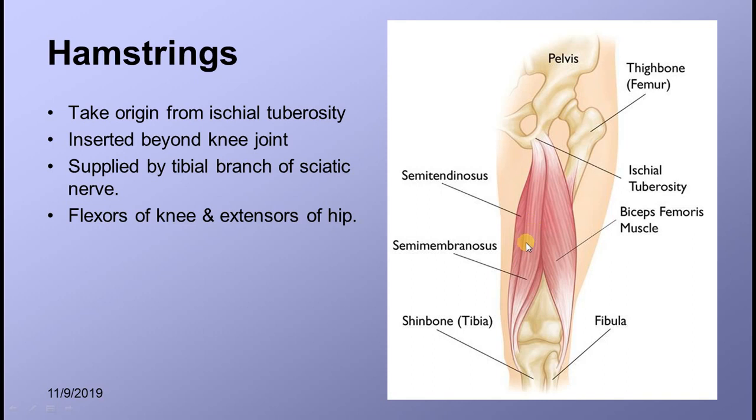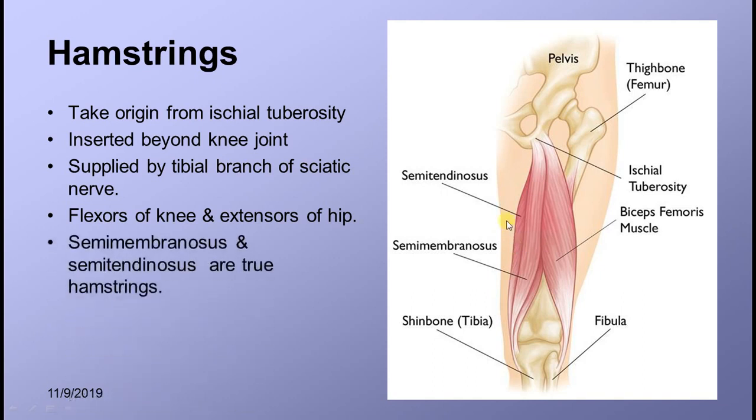Okay. Now, in the last slide we have seen 4 muscles: semimembranosus, semitendinosus, biceps femoris, and the ischial part of adductor magnus. Are all 4 true hamstrings? No, only the semitendinosus and the semimembranosus are the true hamstrings. They satisfy the 4 points which we have mentioned above. Originating from the ischial tuberosity, yes. Inserted beyond the knee joint, yes. Supplied by the tibial branch of the sciatic nerve, yes. And they are flexors of the knee and extensors of the hip.